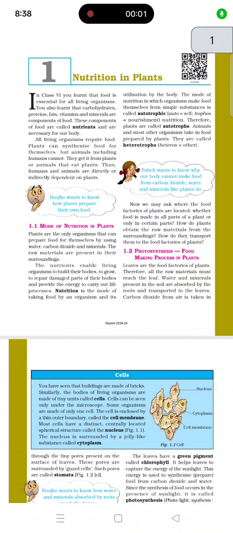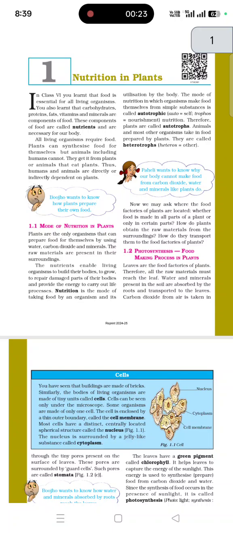7th CBSE Science chapter Nutrition in Plants. In class 6th you learned that food is essential for all living organisms. The carbohydrates, protein, fats are the components of the food. These components are called nutrients, and the process of absorption of these nutrients into the body is known as nutrition. So the process is nutrition and the components are known as nutrients.